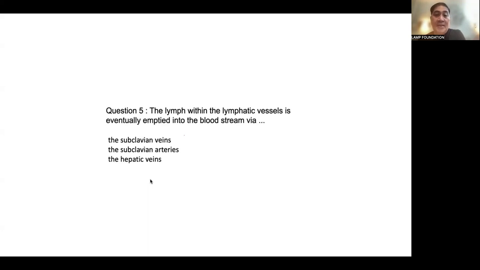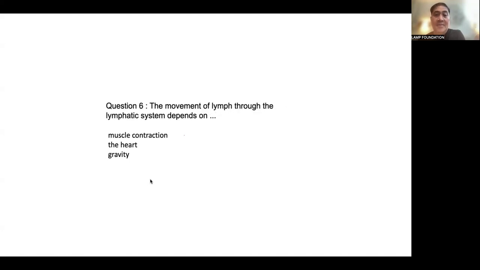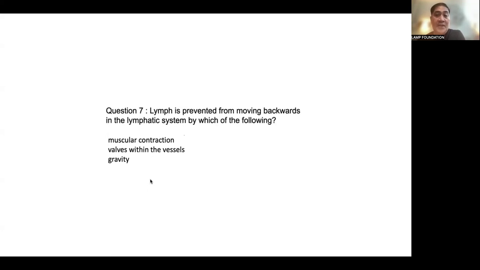The lymph within the lymphatic vessels is eventually emptied into the bloodstream via? Subclavian veins. The movement of lymph through the lymphatic system depends on? The muscle contraction. Lymph is prevented from moving backwards in the lymphatic system by which of the following? Valves within the vessel.